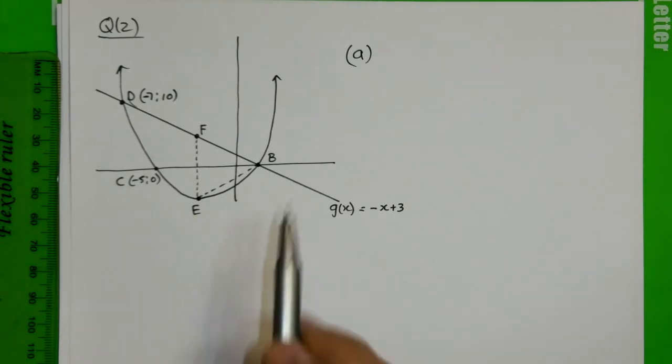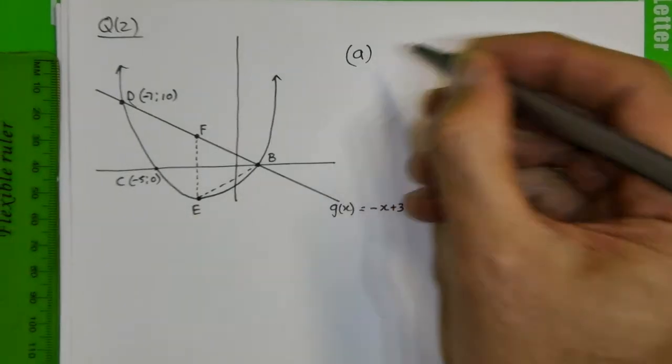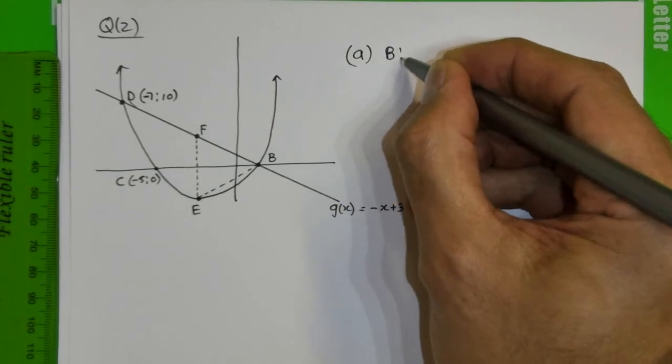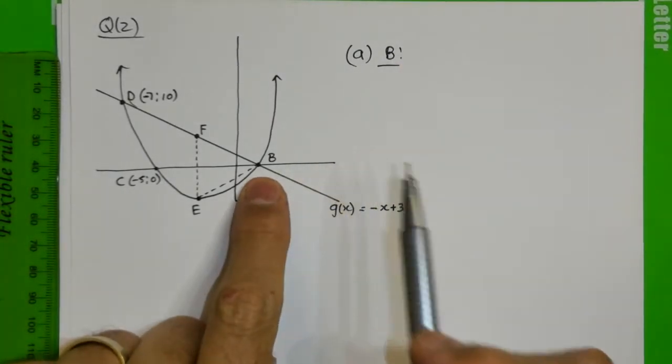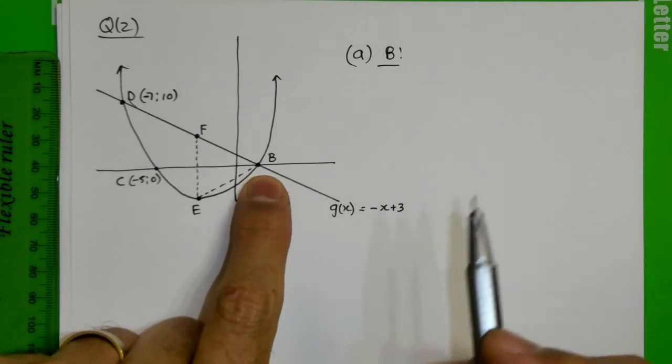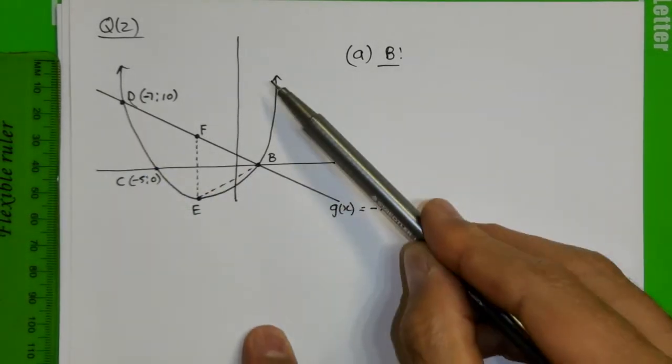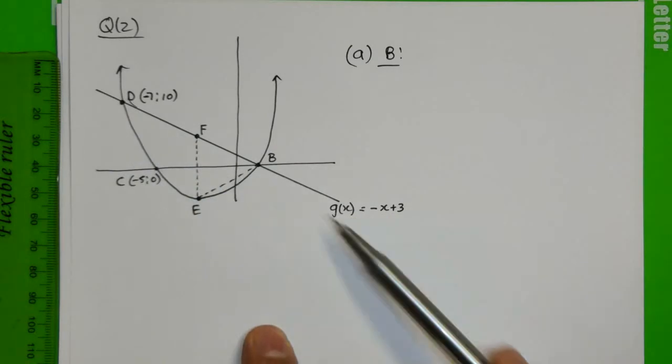And now they're asking us for the coordinate of B. We need the coordinate pair for B. Okay, now folks, we're lucky because at B 2 things are happening. The parabola has a 0 and so has the line.